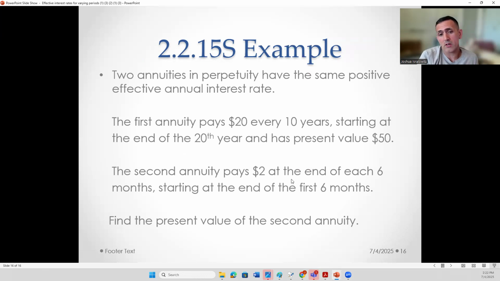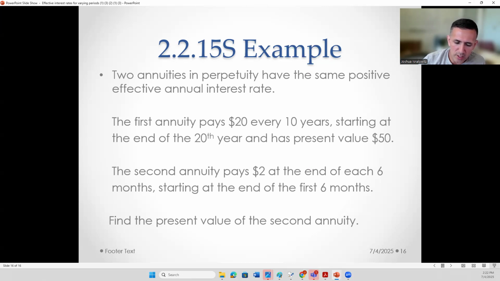So if it wasn't clear why we are getting the interest rate for the first annuity, well, that's exactly what we need to get the present value of the second annuity. As long as we have the appropriate interest rate, then we're done. We just plug and chug. And they both have the same interest rate. It's just two different time periods.